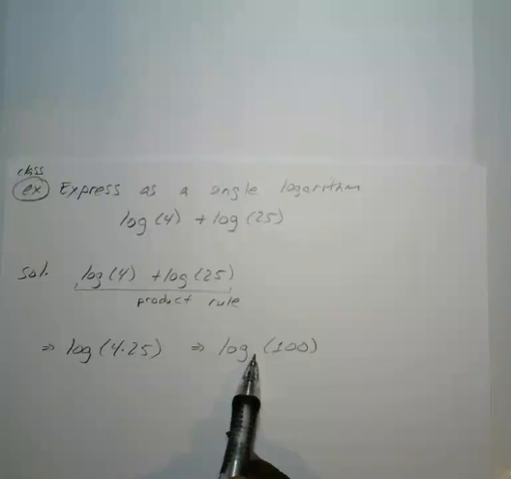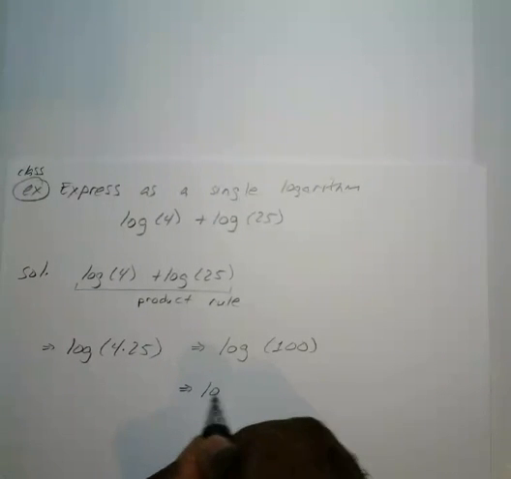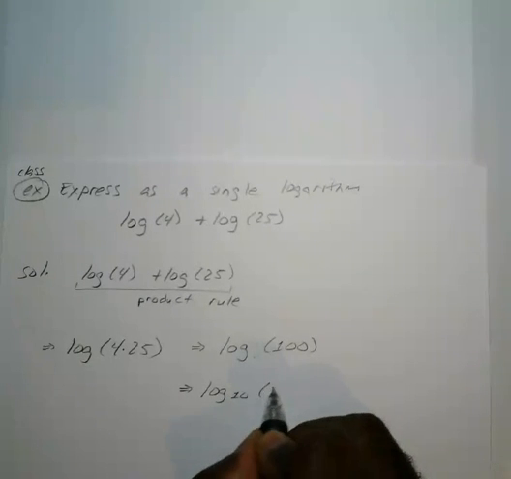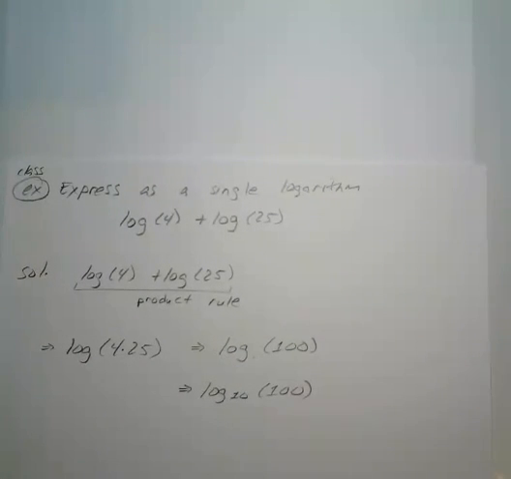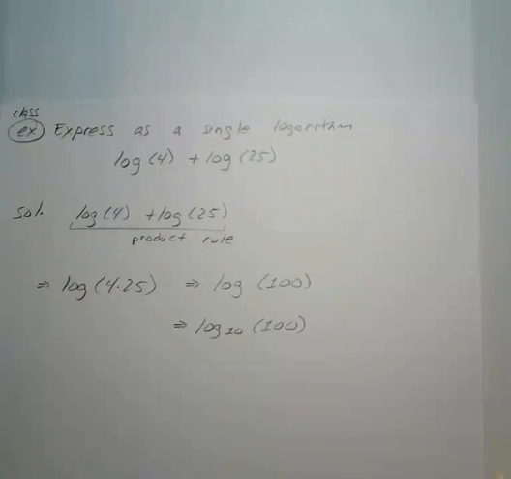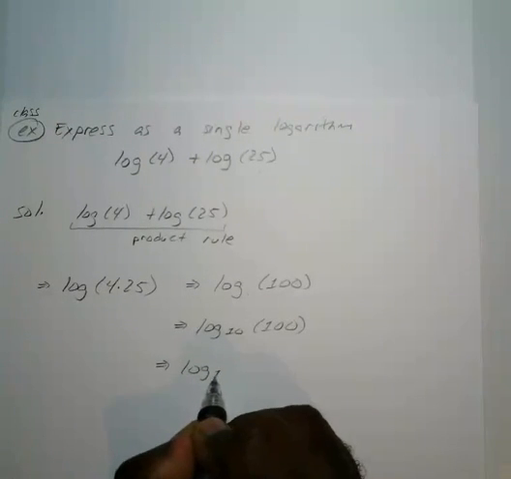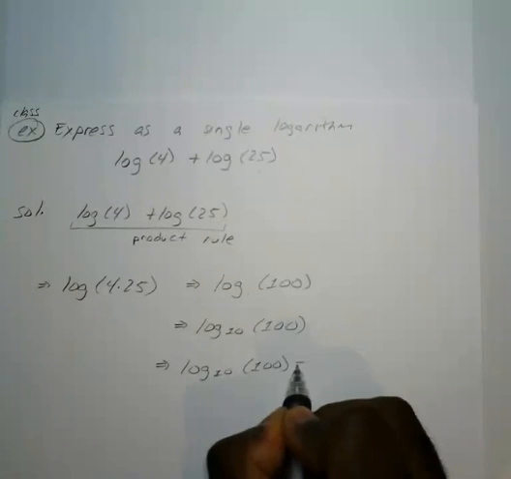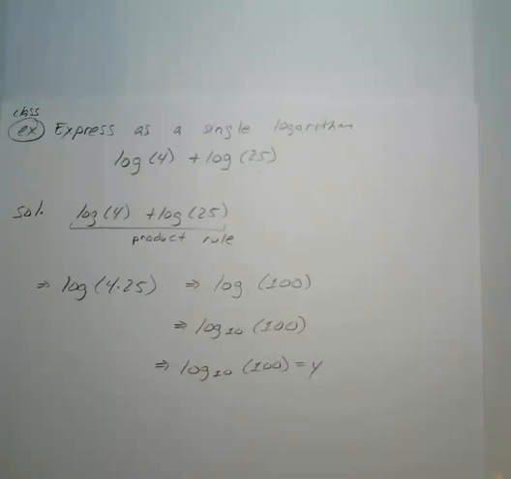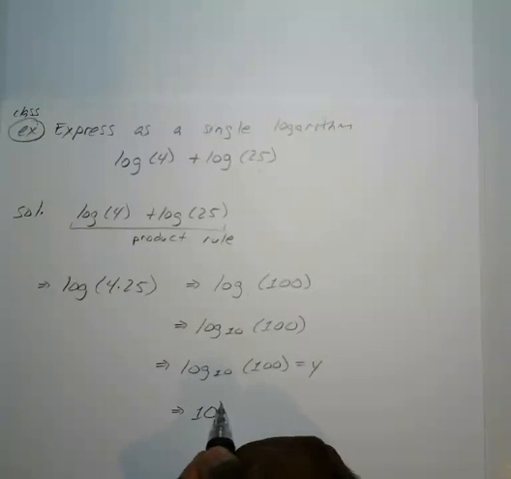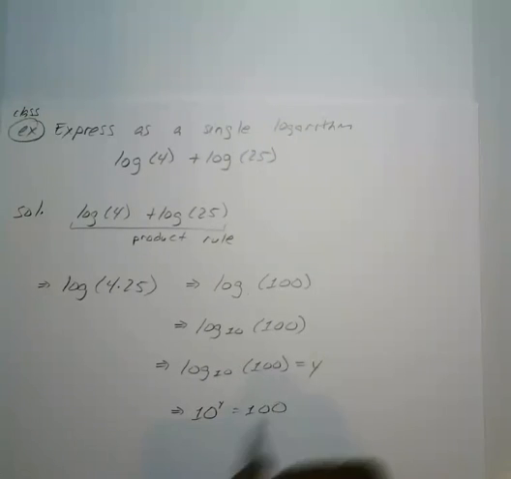Okay. Now remember here, you don't have a base. When there's no base given, your base is automatically assumed to be 10. So this is log base 10 of 100. Okay, now remember when you're converting, you can actually solve this because we're going to rewrite it as log base 10 of 100 equals y. Okay, so we're going to go ahead and convert it. Remember, b to the power of y equals x. So that can be converted to 10 to the power of y equals 100.